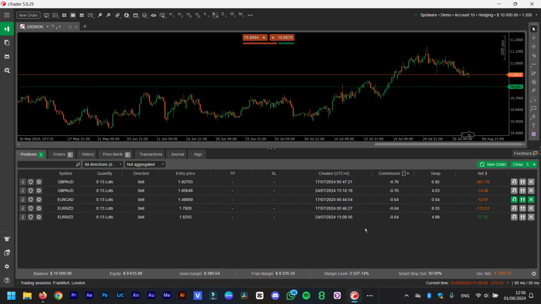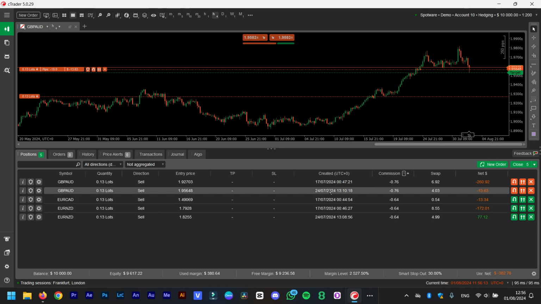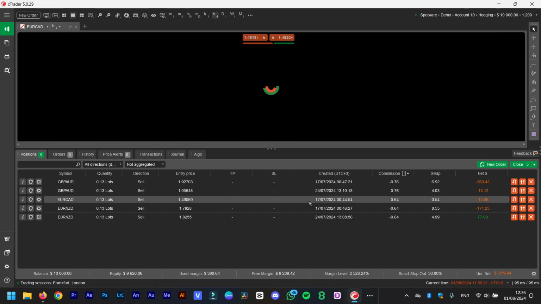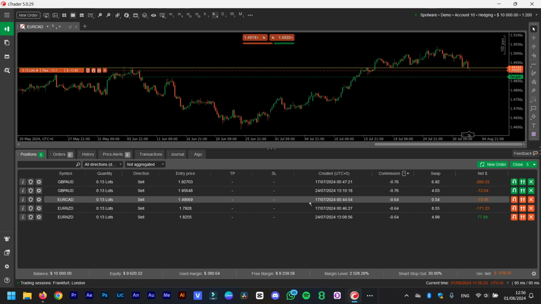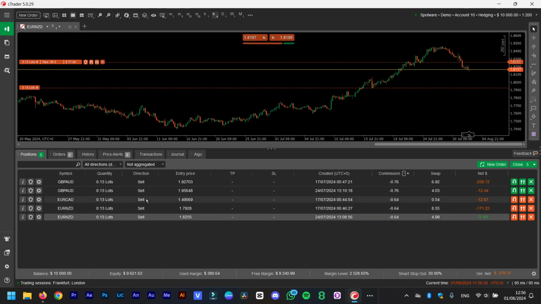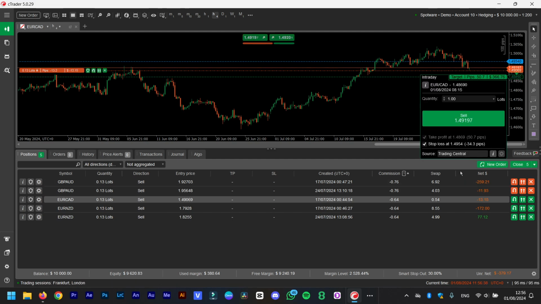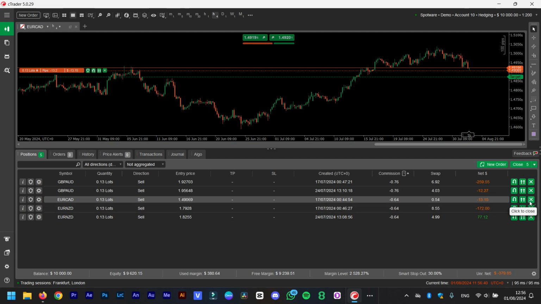Account number 10. Account number 10 is the worst, though. Okay, let me see something. Okay, so GBP AUD. Okay, no. I'm gonna have to wait for this one. Euro CAD. When did I open it? So I opened this trade right here, Euro CAD, on the 17th of July, and the market went against me, and now it's back at break-even point. What I'm gonna do is I'm gonna close this trade just so I can free up margin, because I'm trying to free up margin here.